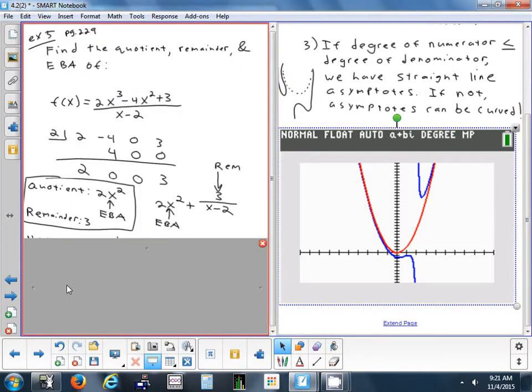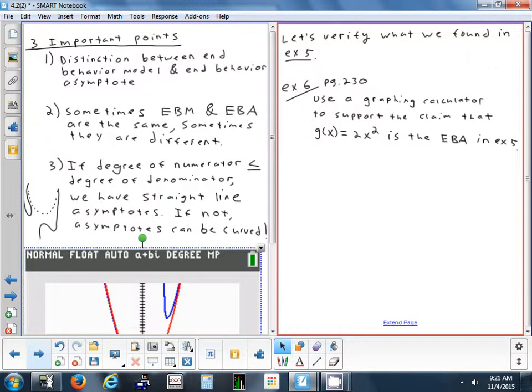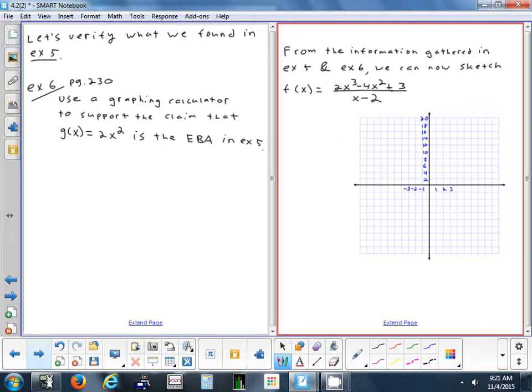All right, so we can see what's happening here. This graph in blue, as we head to the left, is getting closer and closer to the red. And same thing on the right. It takes this turn, comes down, and then the blue and the red get closer and closer. So we have a curved asymptote. Example 6, we just did that: use a graphing calculator to support the idea that we think that's the asymptote. Now let's try to sketch it.